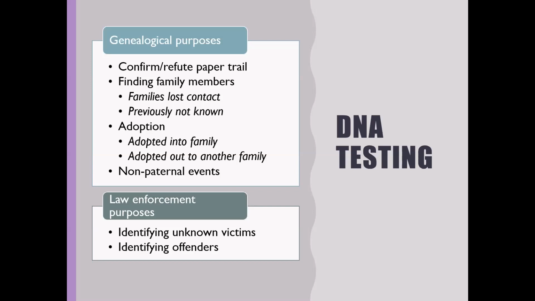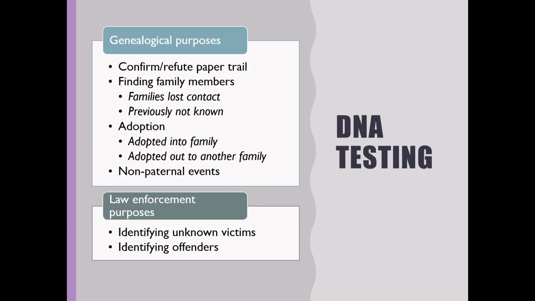People use it for finding family members, either families they lost contact with or family they didn't previously know about. Adoptees are using it for health reasons, finding out if they have certain genetic predispositions to disease, finding out who their birth family was, and there are other people who know that they had a sibling or other person who was adopted to another family to try to find that out. And the final one, called non-paternal events, I'm going to talk more on the next slide.